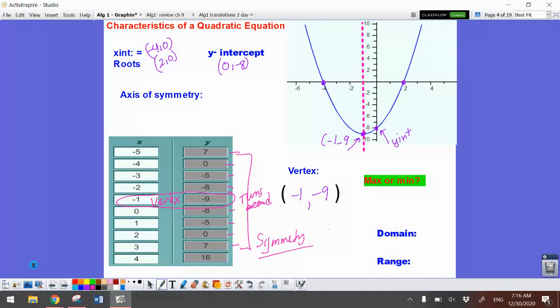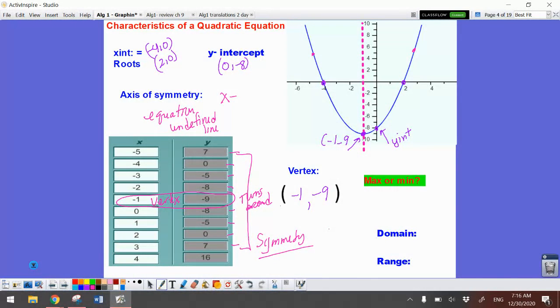Okay, that's the symmetry. That is what tells me that I have a parabola, because if there's one on the left-hand side that has a value of 7, there's got to be one on the right-hand side that has a value of 7. It has to have a matching pair. So if there's one over here, there's got to be one over here. Okay, so the axis of symmetry is an equation, and that is an undefined line.